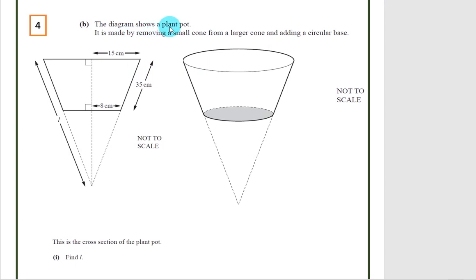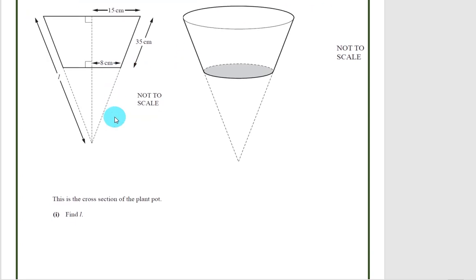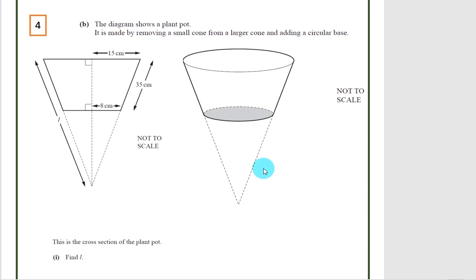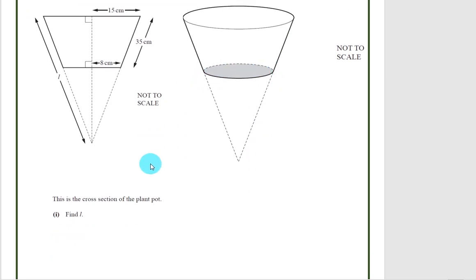The diagram shows a planter pot. It's made by removing a small cone from the large cone and adding a circle base. So we have a cone. We remove the small part of this cone and we add the small circle at the bottom. This is the cross section of the planter pot. This is how it looks, the cross section we got here exactly. Find L. We need to find the big L of the slant.